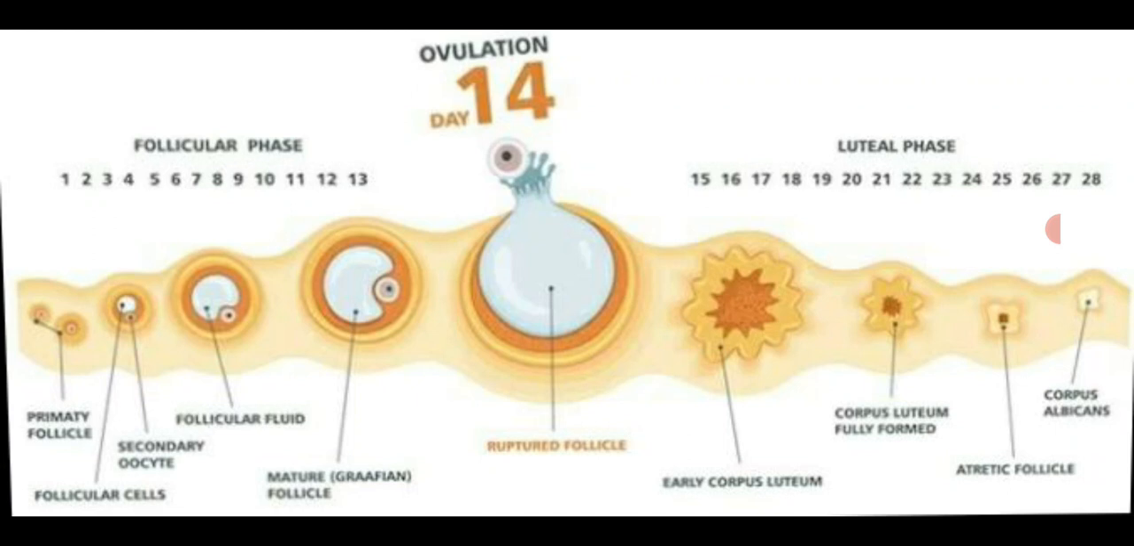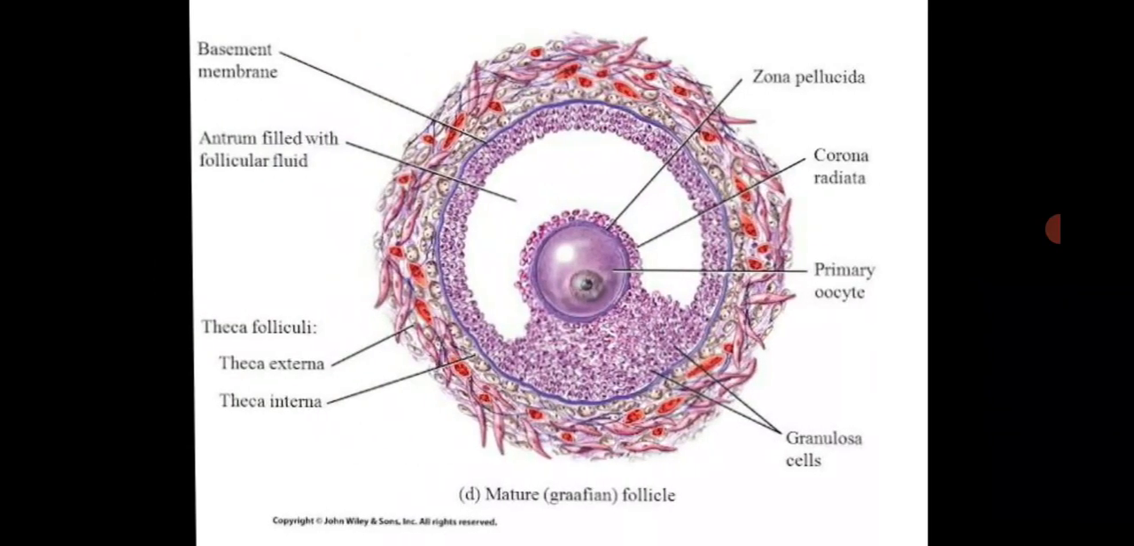In a human female, if the ovarian cycle is around 28 days, ovulation occurs at about the 14th day of the ovarian cycle. The first 13 days are the follicular phase, wherein different follicles develop and produce estrogens. The release of the secondary oocyte from the Graafian follicle is at or about the 14th day of the cycle.